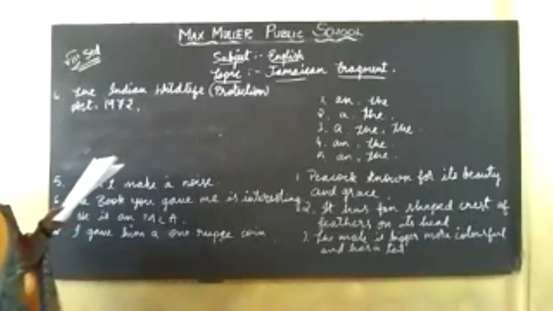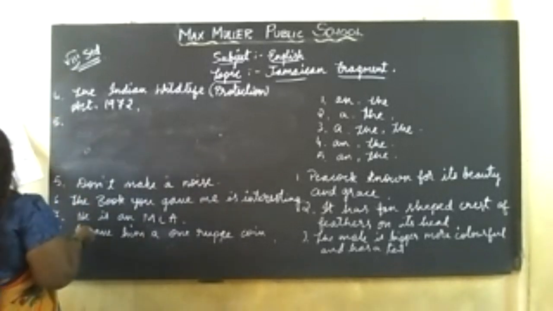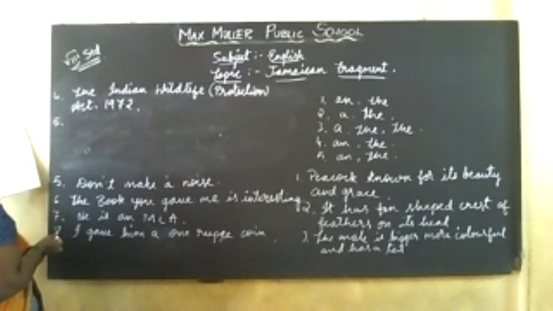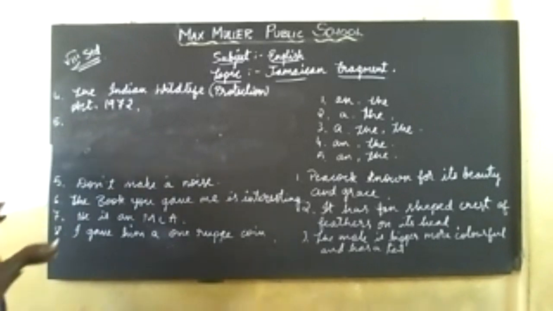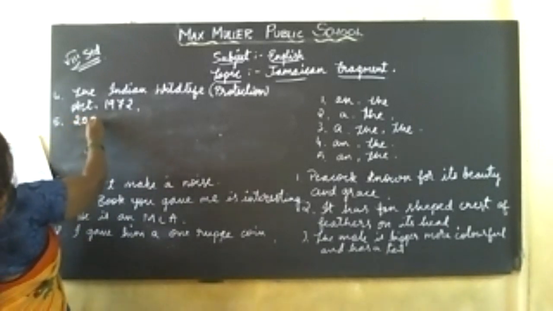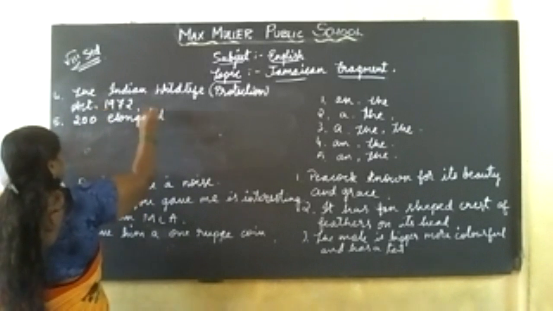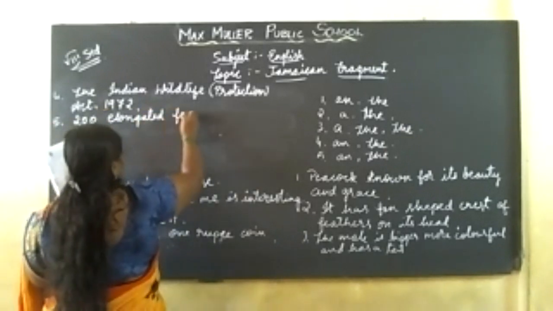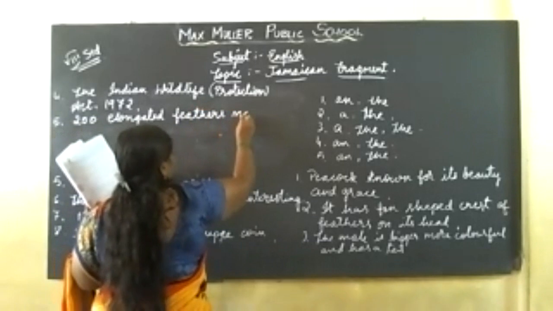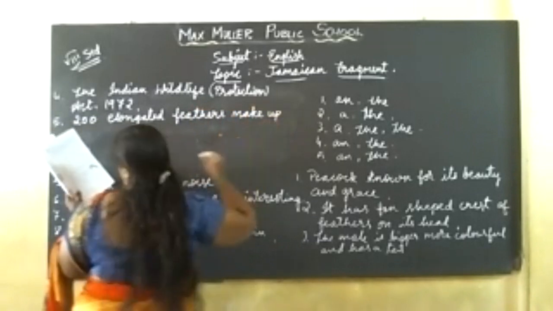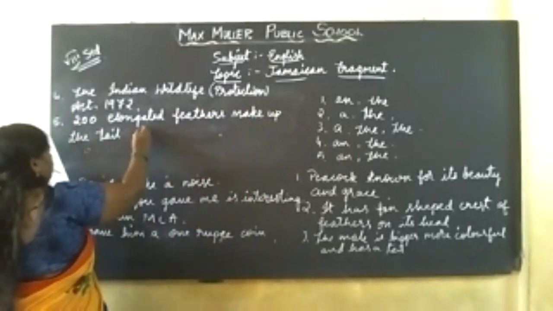1972. So here the fifth one: how many feathers make up the tail of a peacock? So here, 200 elongated feathers make up the tail of the peacock. So, 200 elongated feathers make up the tail of a peacock.